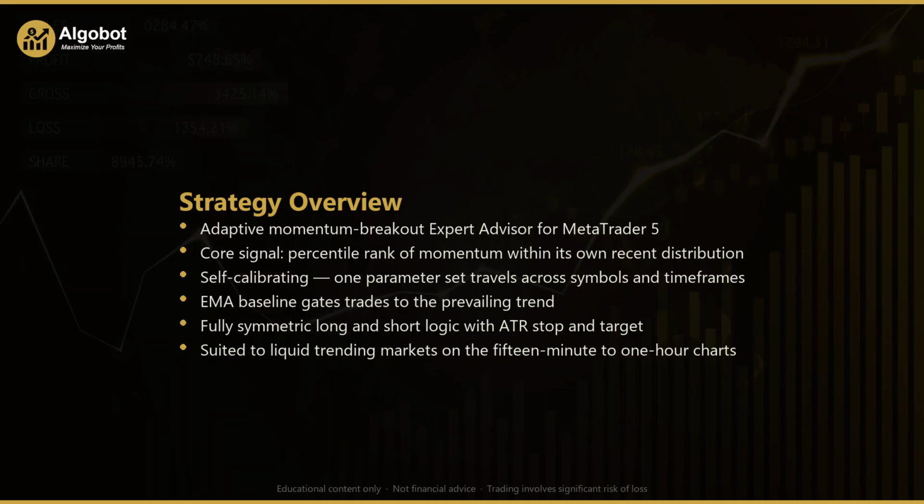On top of that sits an EMA baseline, a 50-period moving average that keeps trades aligned with the prevailing trend. The strategy only takes long signals above the baseline and short signals below it, so it isn't fighting the broader direction. It's fully symmetric, treating longs and shorts with identical logic, and every trade carries an ATR-based stop and target for defined risk.